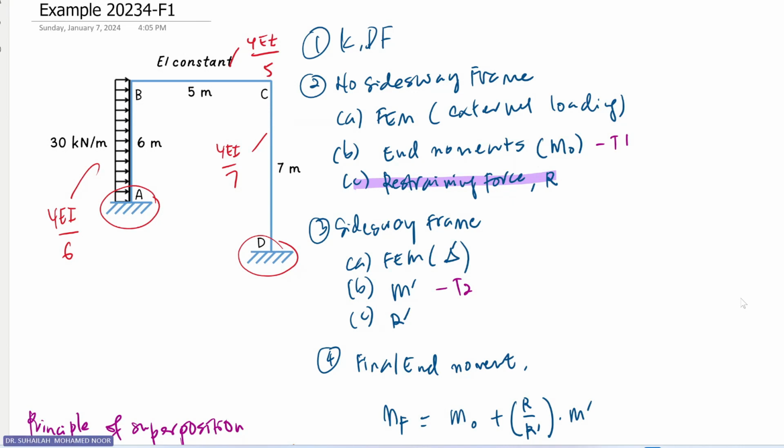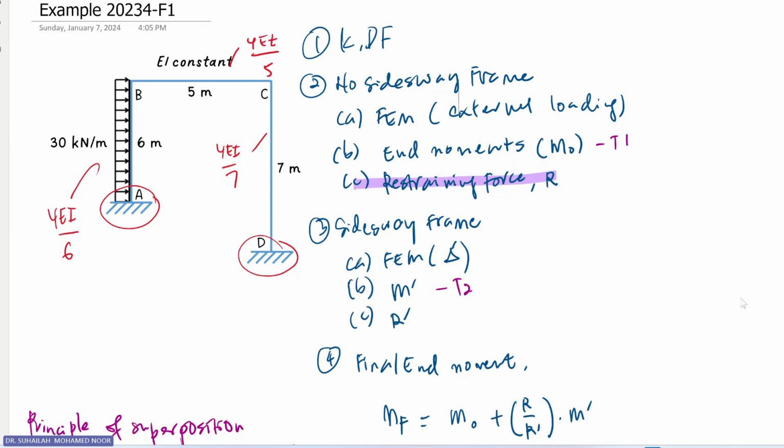In the first part of this video, I have discussed until step number 2. Step number 2 is actually part 1. It is no sidesway frame analysis. In no sidesway frame analysis, there are 3 steps that we have to do.